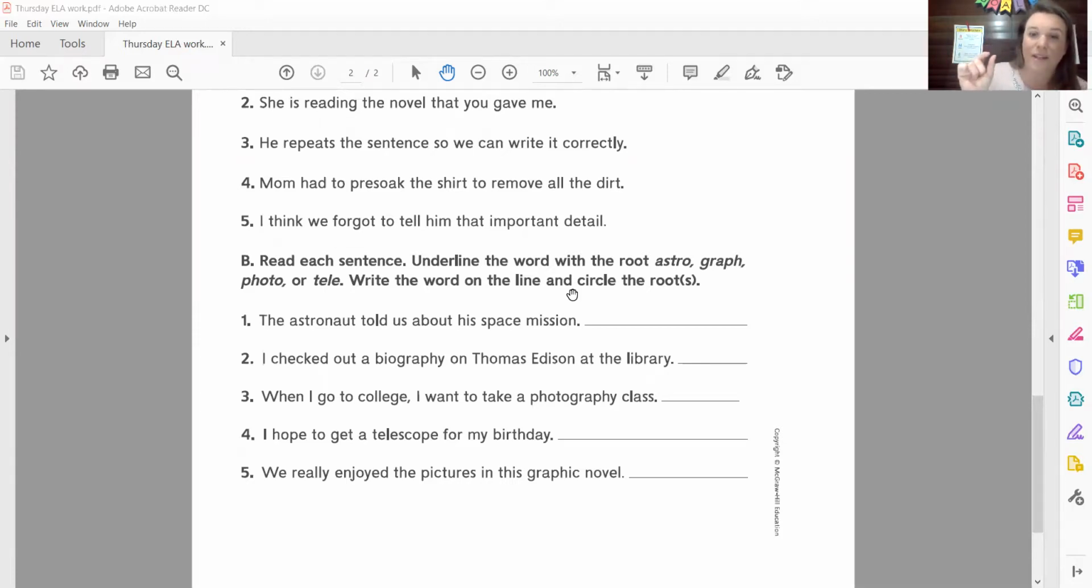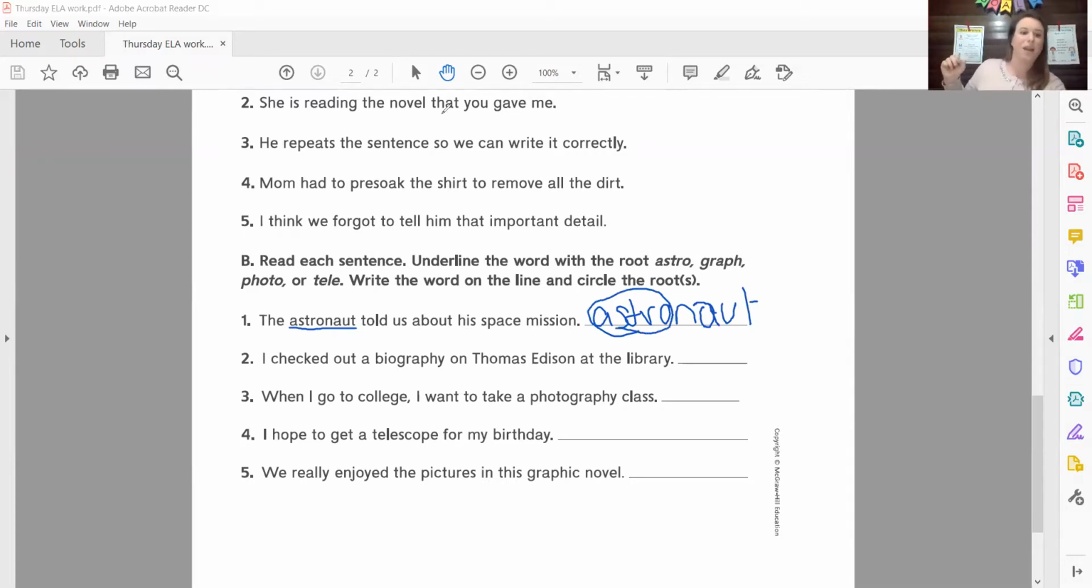It's a sound. So in this case, we have astro, graph, photo, and tele. They want us to read each sentence and underline the words that have either astro, graph, photo, or tele, and then write the word on the line. Very simple. So the first one we have is astronaut. So we underline that, and then we put it over here. Astronaut. Write the word on the line and circle. So here we go. Astronaut, and it wants us to circle the Latin root, astro.